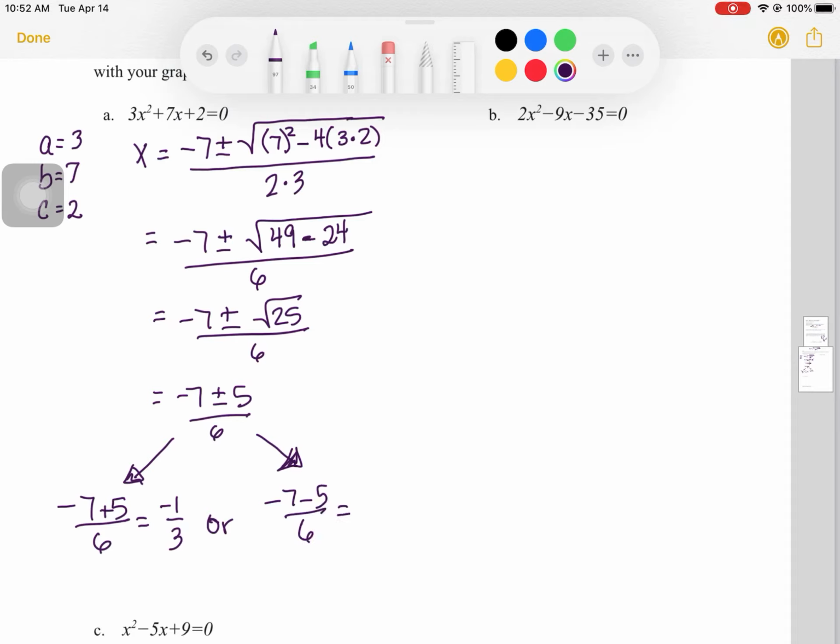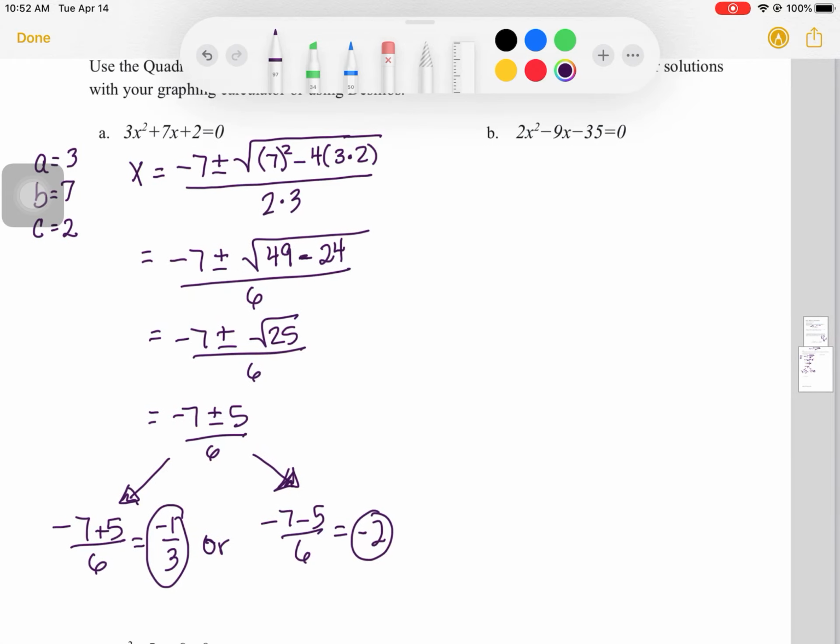And then I'm going to have negative 7 minus 5 over 6. Negative 7 minus 5 is negative 12, divided by 6 is a negative 2. So I have my two solutions using the quadratic formula. And honestly, I probably could have beat the majority of you solving that by hand and writing those steps out, as opposed to punching it into my calculator and trying to come up with the right answer. So again, your work is going to be important here.